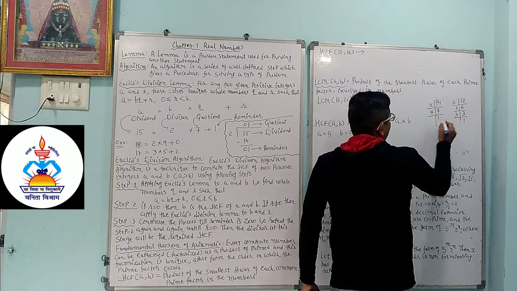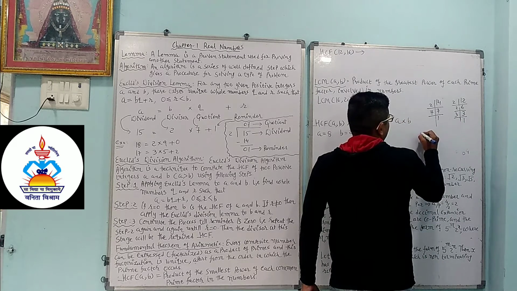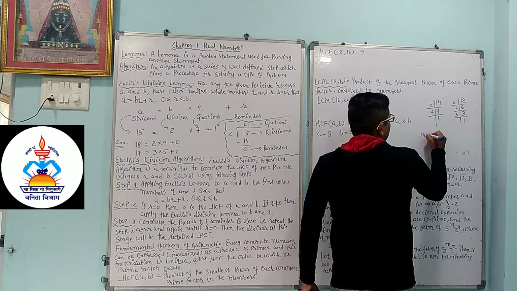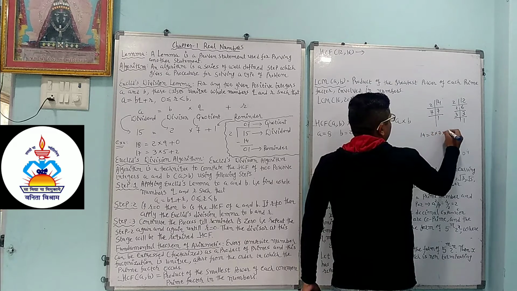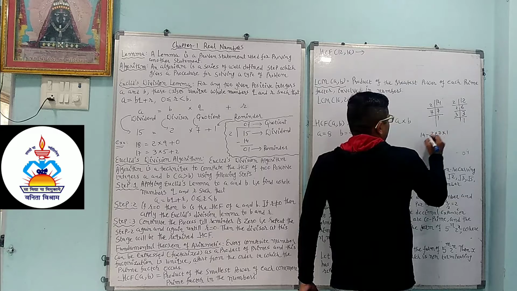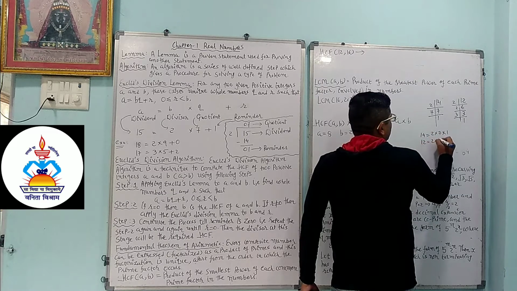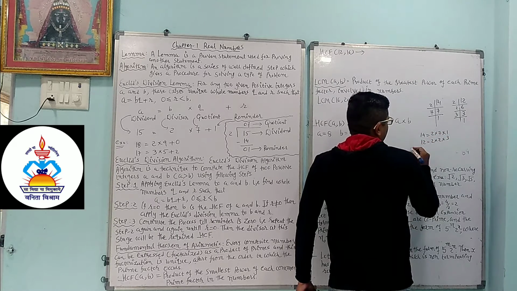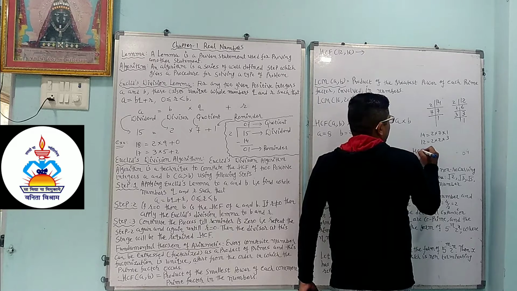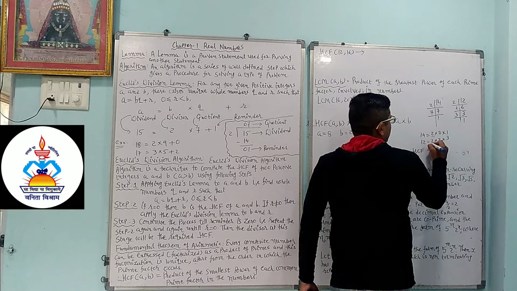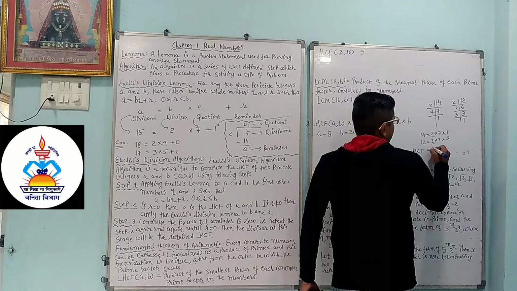Now whenever we have to find out the HCF and LCM, we write here 14 equals 2 into 7 into 1. No need to write 1, it is your choice. 12 we can write as 2 into 2 into 3. Whenever we are finding the HCF, we find the common numbers, that is 2 and 2. So this is common, so HCF is 2.